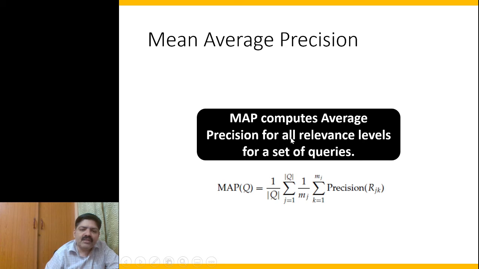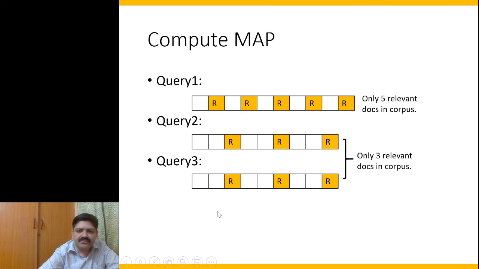So the MAP computes average precision for all relevance levels for a set of queries. So this is simply an average over queries for average precision. So let's assume I have a query one which results in this result set, and only 5 relevant documents are in my corpus. So what would happen to my MAP? And also compute MAP for query 2 and query 3, where there are only 3 relevant documents in the corpus.